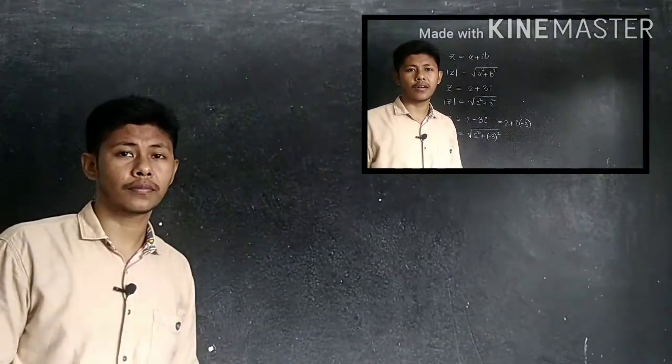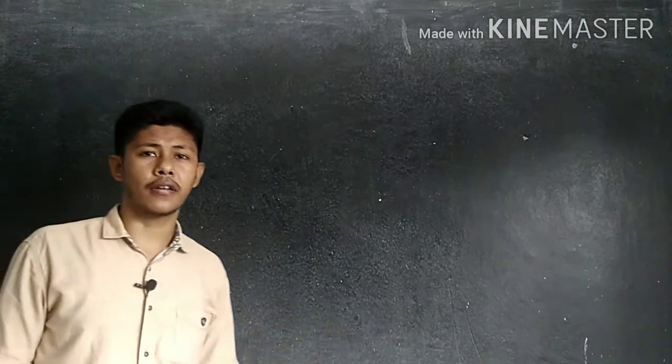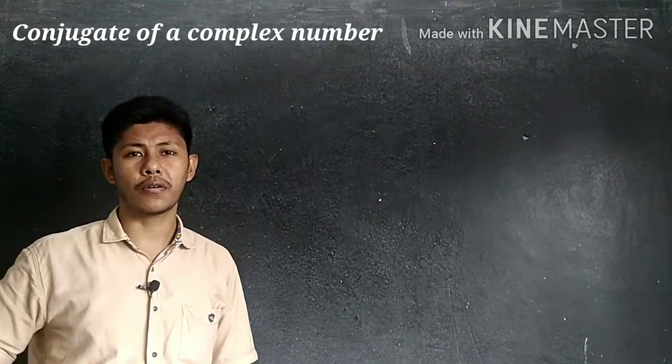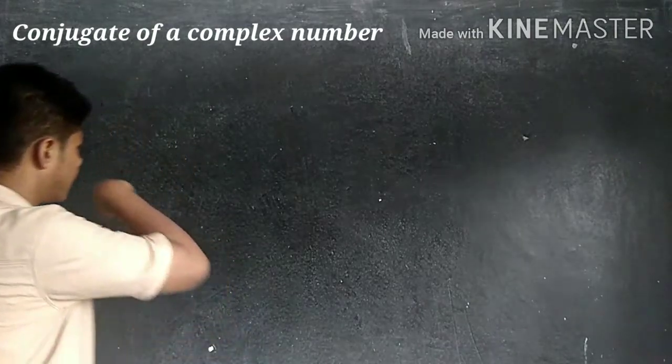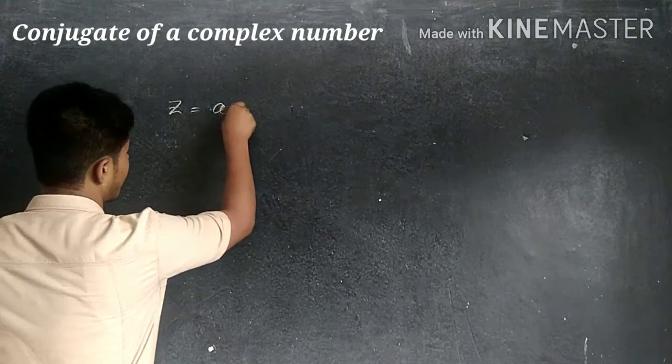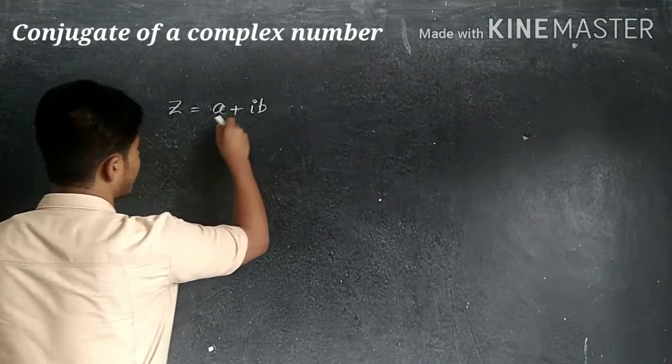Is it clear? Now here you see written, the conjugate of a complex number. So how can we find a conjugate? Suppose we consider any complex number z, and in general form we write a plus ib.